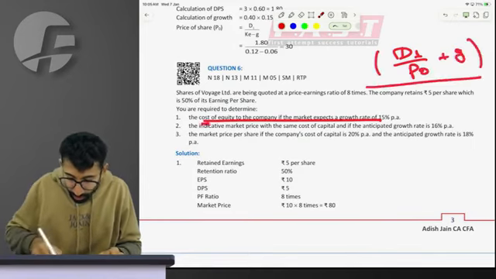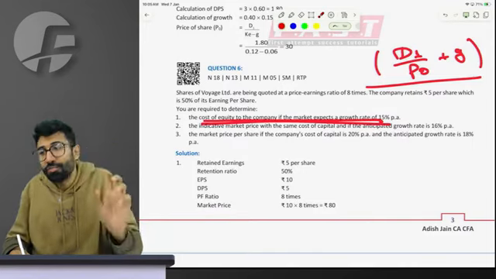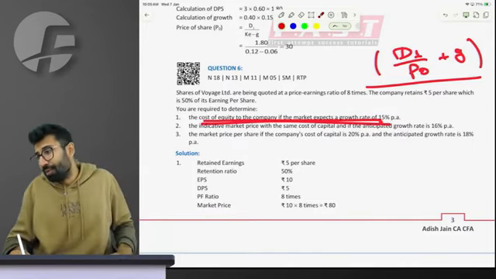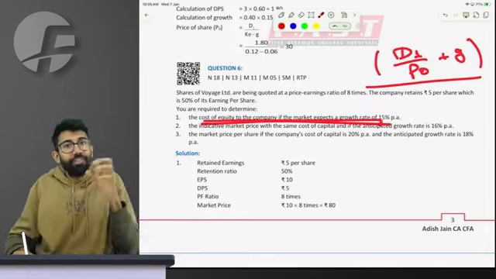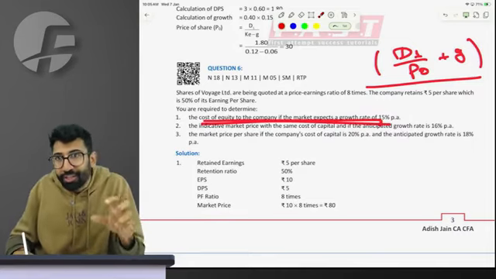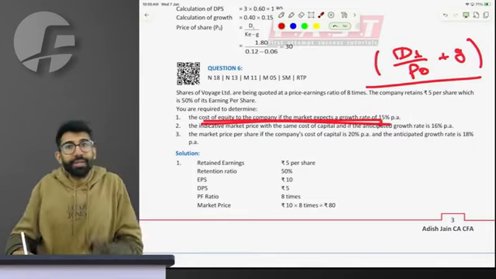Given this information, how many of you feel that Gordon's model can be applied? Come on, all the live people, all the recorded people, please tell me, given this information, how many of you feel that Gordon's model can be applied?